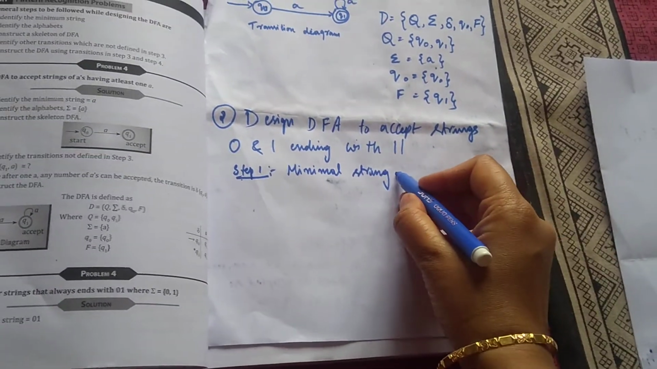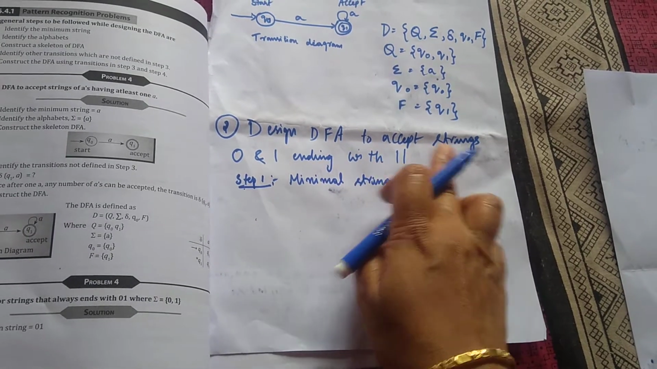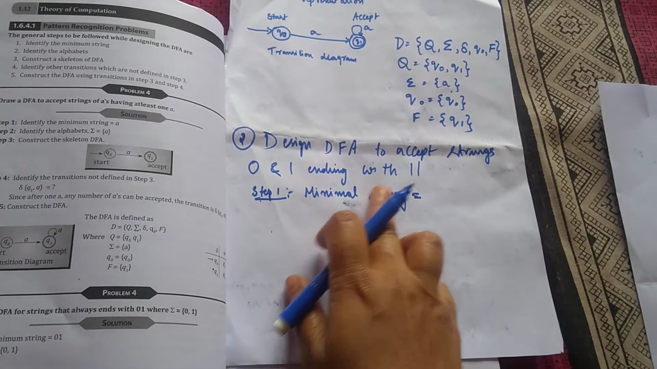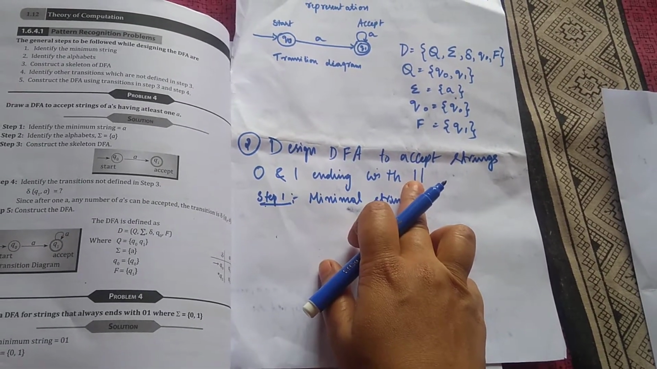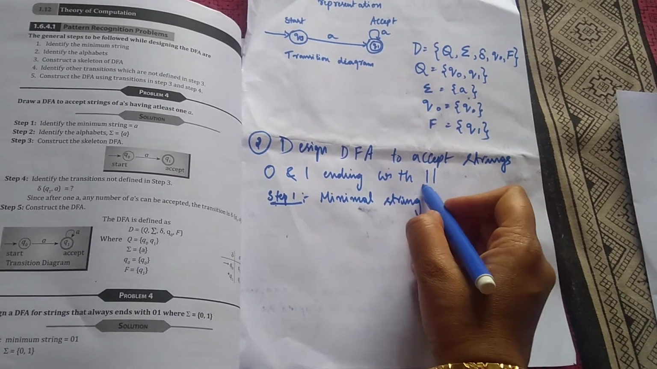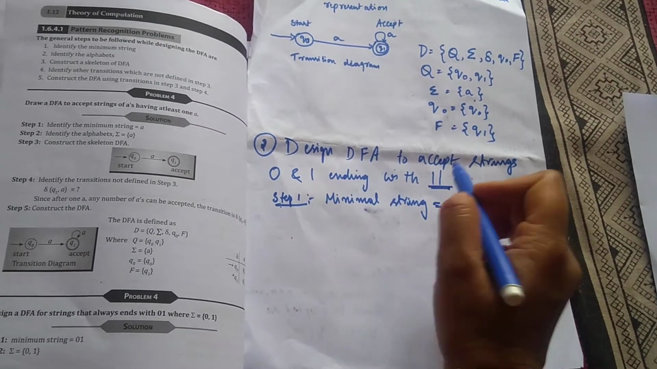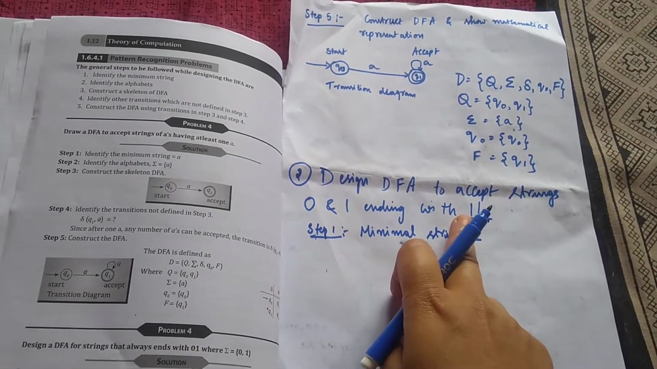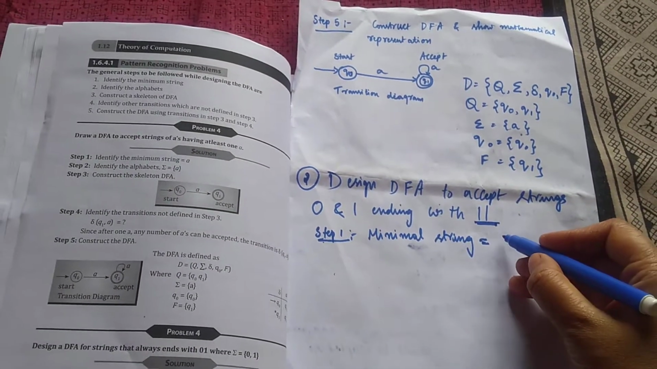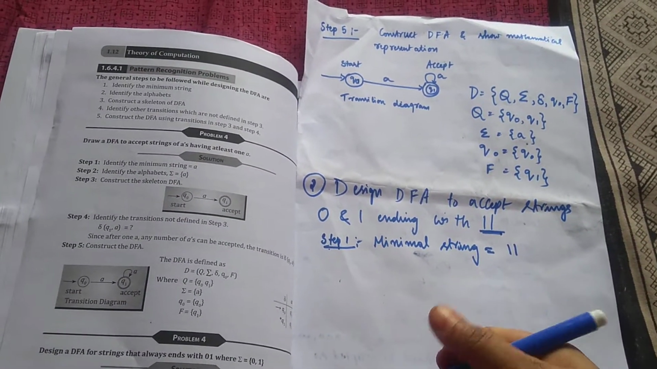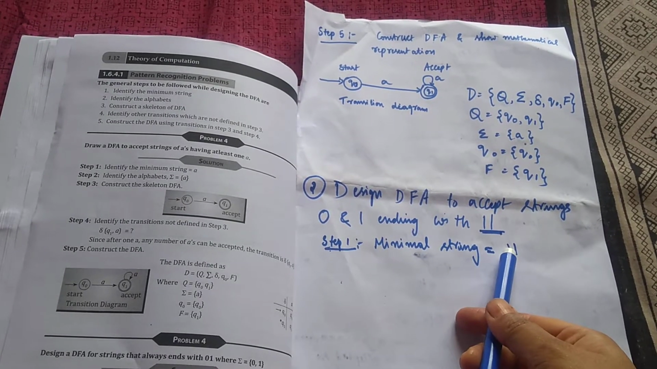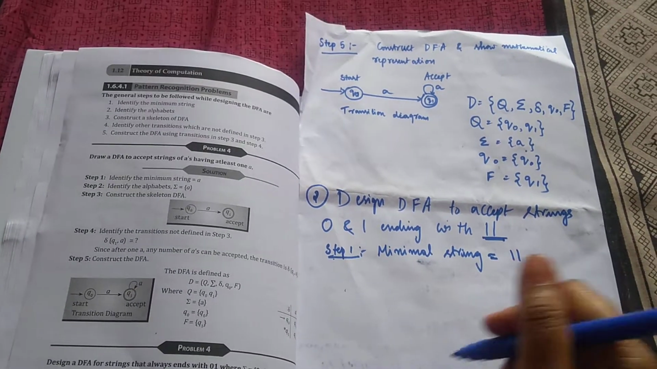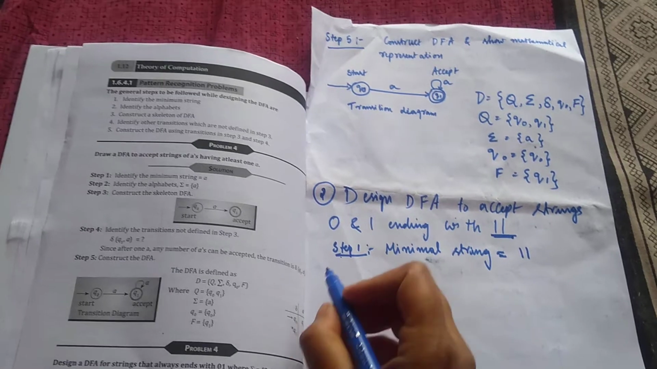See here, you read out the statement again. Accept the strings over 0 and 1 ending with 1 1. Whatever may be the string, it should always end with 1 1. So that means 1 1 is the compulsory substring that should be there in the string, irrespective of any number of zeros and ones before 1 1. It can have any number of zeros, any number of ones before this substring. So the minimal string is 1 1. If you have the string 1 1, it should get accepted.